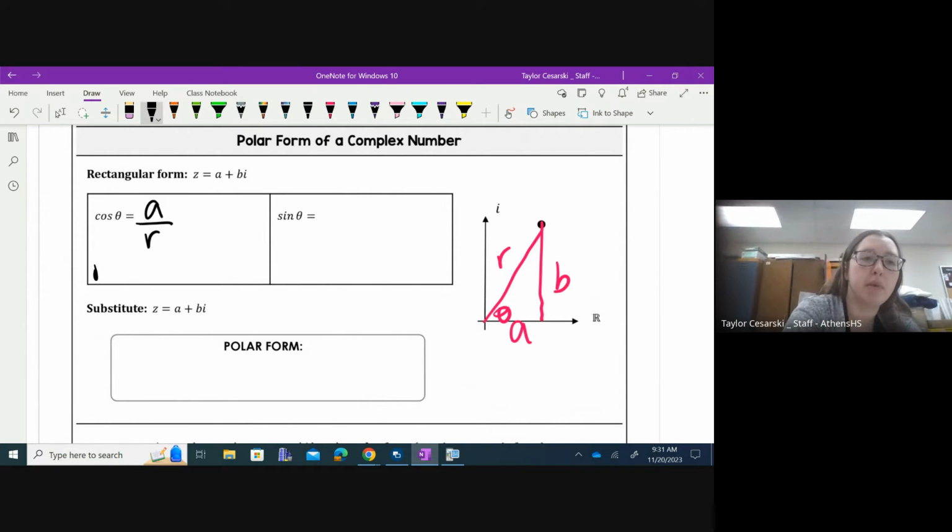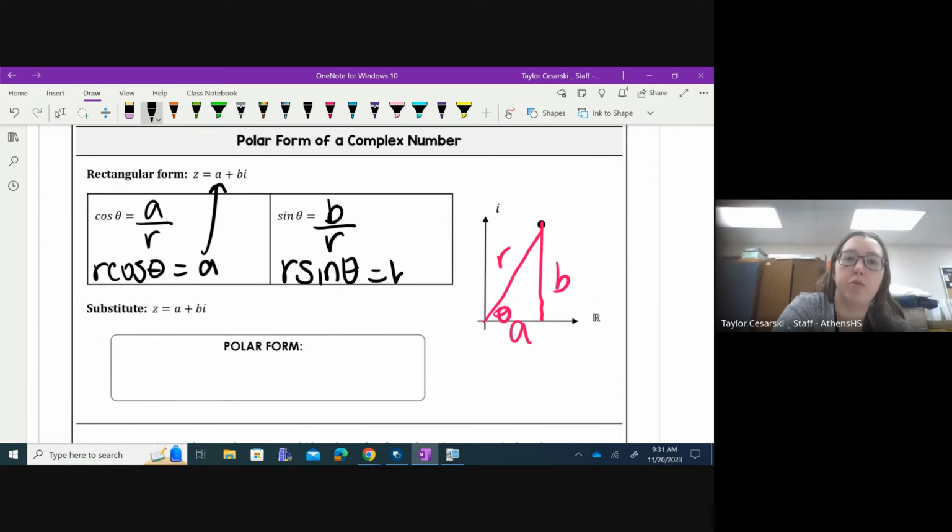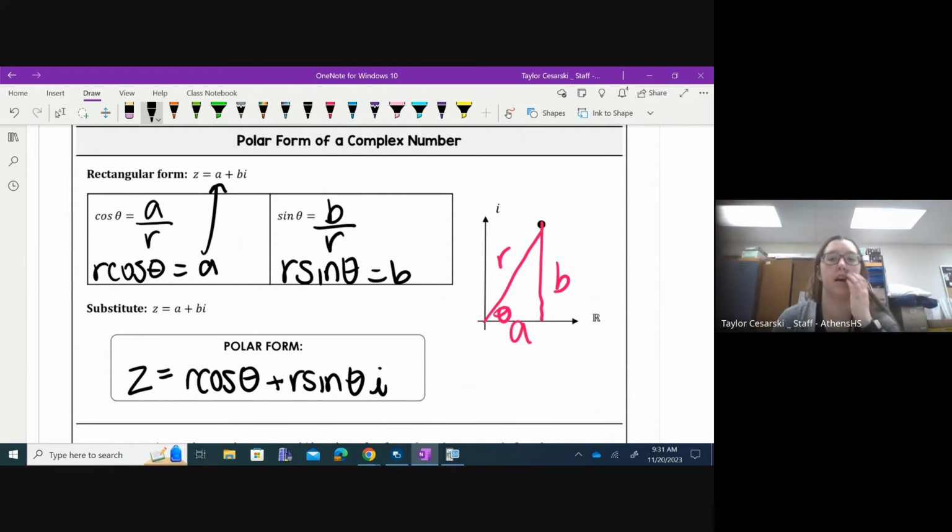If I multiply both sides by r, I get r cosine of theta will equal my a component. Sine of theta is opposite over hypotenuse, so by the same idea, r sine of theta will equal my b component. So the polar form of this, if I just substitute in, instead of a, I'll use r cosine theta, and instead of b, I'll use r sine theta. Again, all I did was use my right triangles and then manipulated and plugged in.